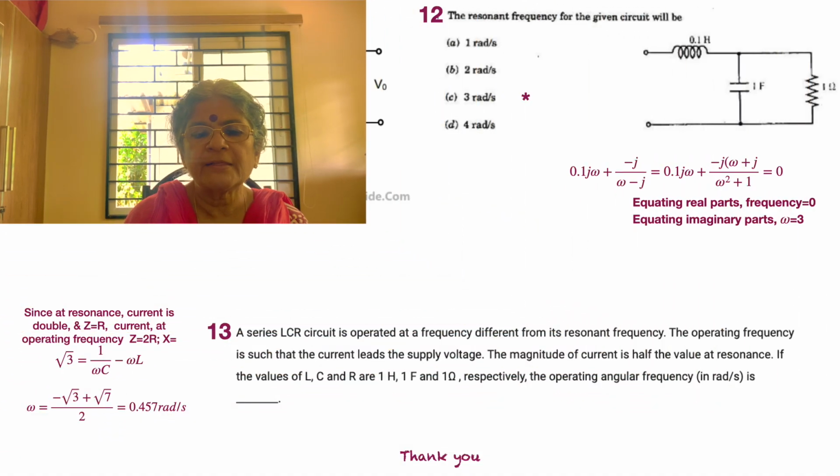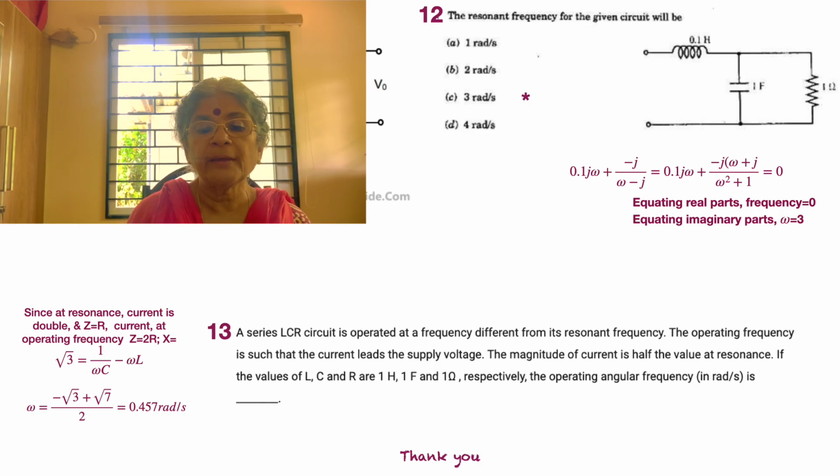By equating the imaginary parts, you will get omega is equal to 3. Very correctly, you will get 3. Right from the equation you can see that it's possible, because 0.1 j omega is going to be equal to minus j omega, or is going to be equal to j omega by omega square plus 1. So j and j can be removed.